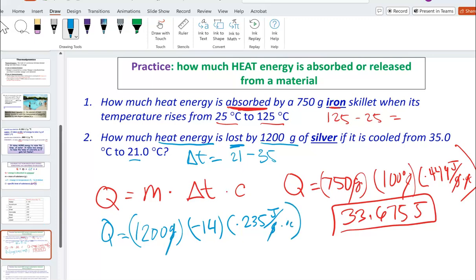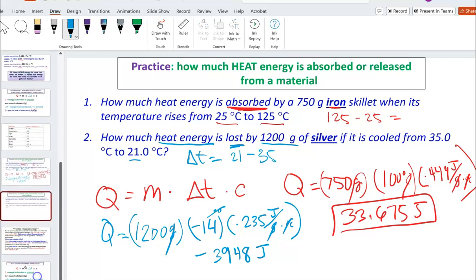Grams cancel out. Whoops, this was my degrees Celsius, cancel out. I'm going to multiply straight across. So 1,200 times negative 14 times 0.235 is equal to negative 3,948 joules of energy. So this silver is releasing heat energy into the atmosphere. And we know it's being released because that is a negative value. Okay, let's do another problem.